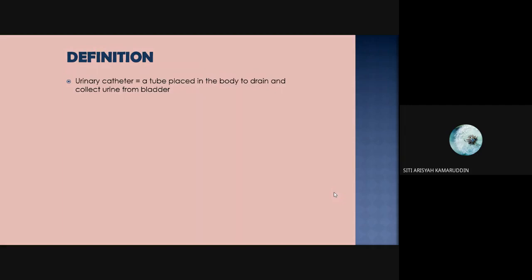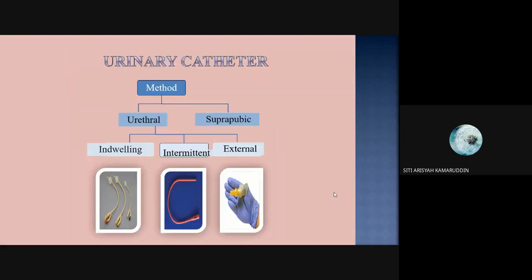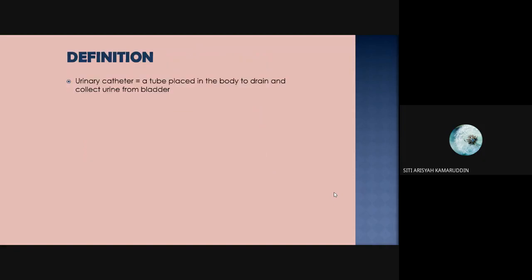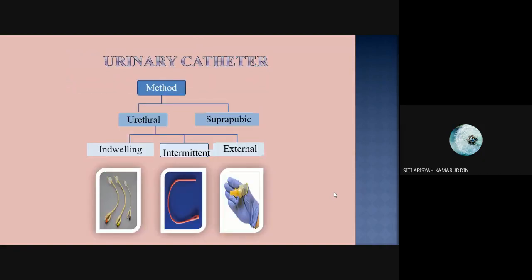So what is a urinary catheter? A urinary catheter is a tube placed in the body to drain and collect urine from the bladder. There are two methods to place the urinary catheter, either urethral or suprapubic. From urethral, there are indwelling catheter, intermittent catheter, and also external catheter.